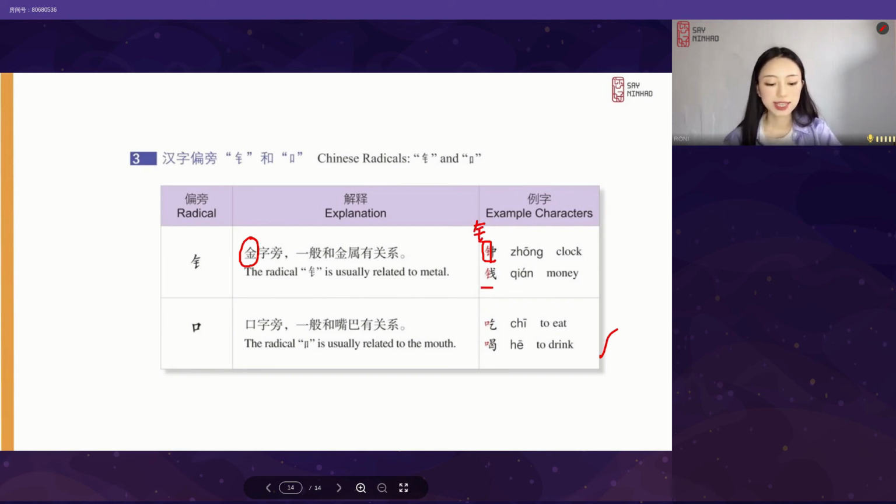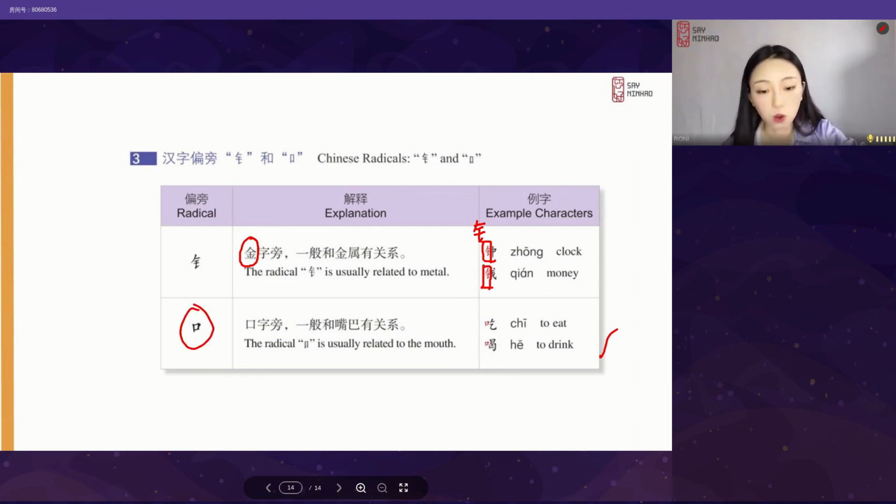Okay, next one is 钱, money. We all know in ancient times, money was not paper. Money was made of some metal. So 钱 also has this radical, which is 金字旁.